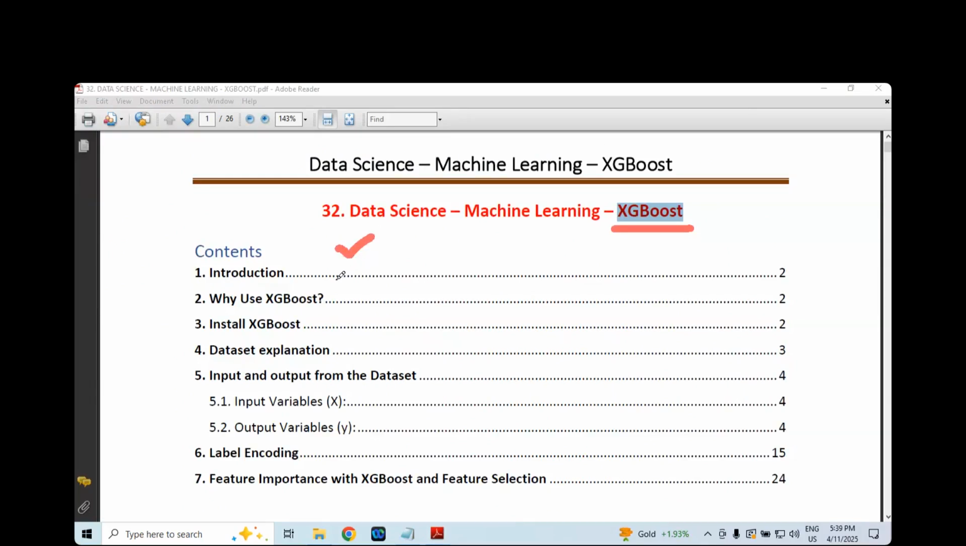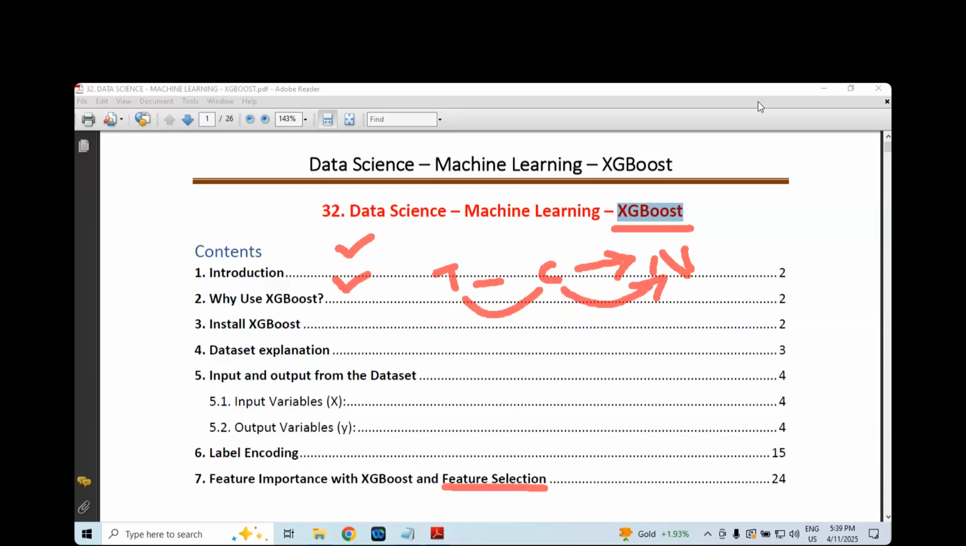Scenario number two: sometimes the target variables have some categorical data. Then we need to convert it into numerical data, and then we can apply the algorithm. That's what we have done: categorical data converted into numerical data, so we can proceed. This we already did. The next one would be feature selection, which is also possible.